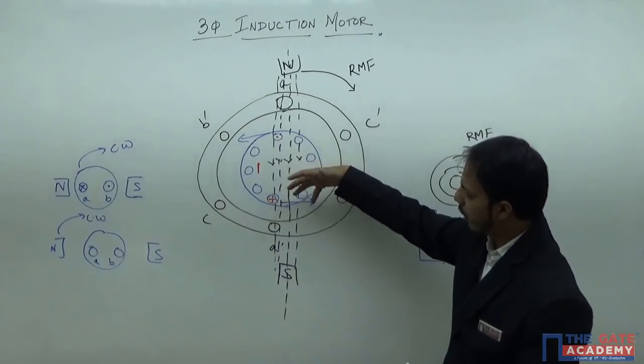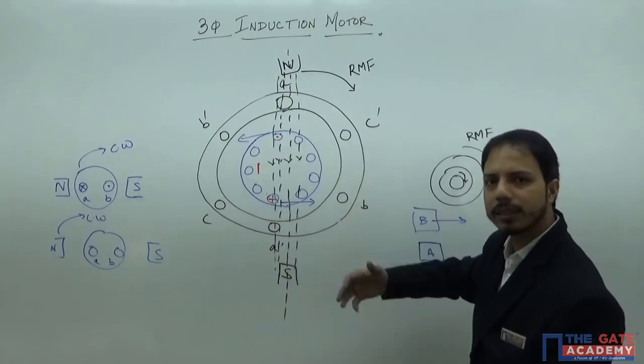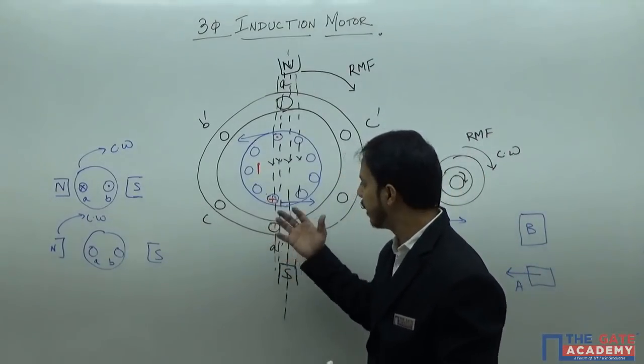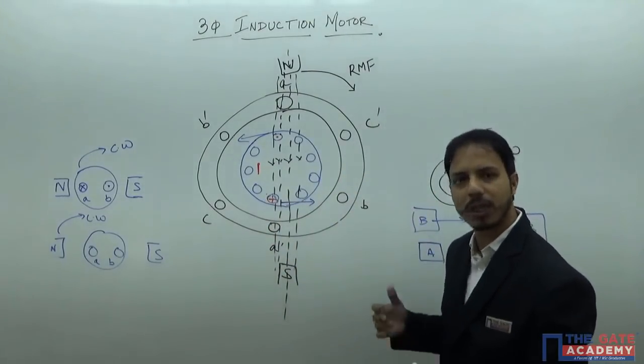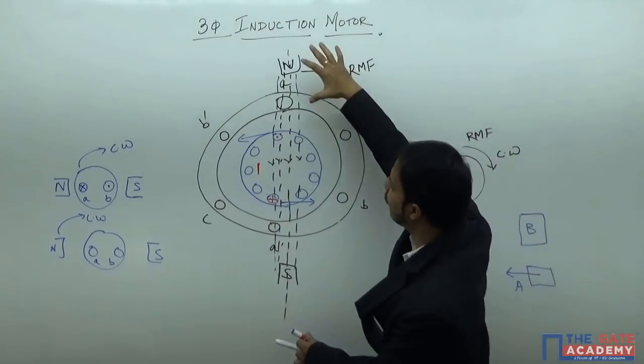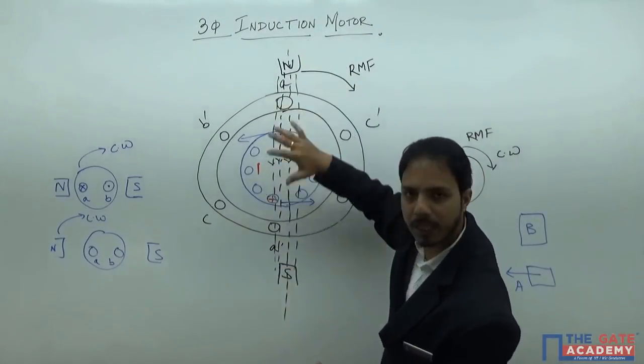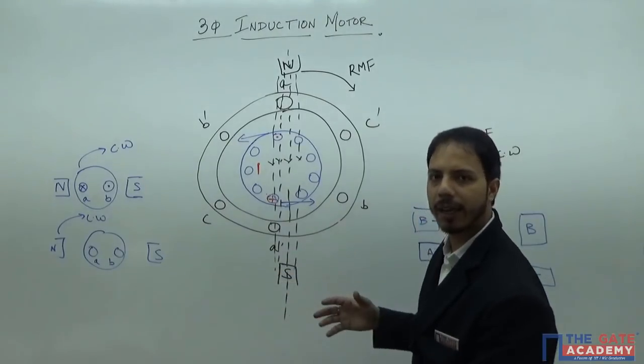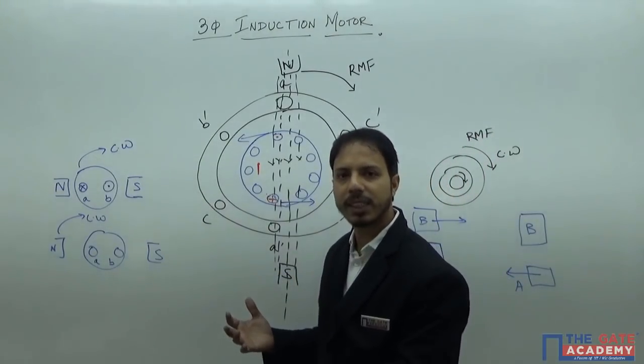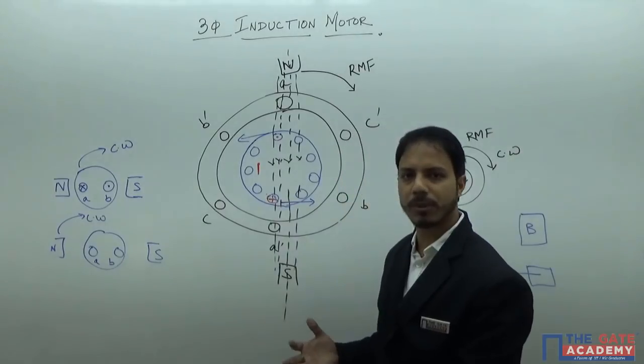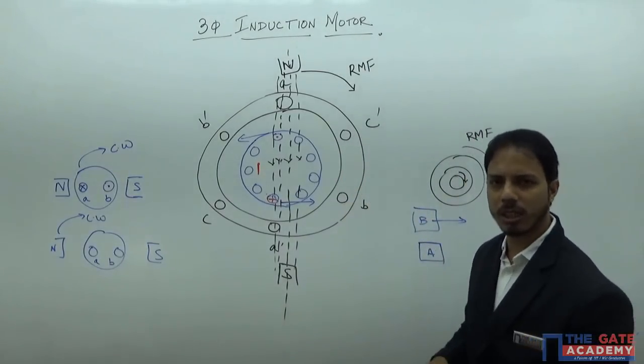Now, these conductors are shorted. So since these conductors are shorted, what will happen? Current will flow. Now we know that if in a magnetic field I have a current carrying conductor, force will be exerted. So this is the fourth principle that we discussed in the first lecture.